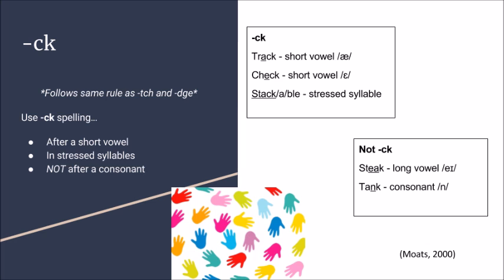Then look down at the word steak. Steak has the long vowel a immediately before the k sound, so it is only the k spelling. And then the word tank, the vowel is broken up from the k sound with the consonant n, so only use the k spelling.